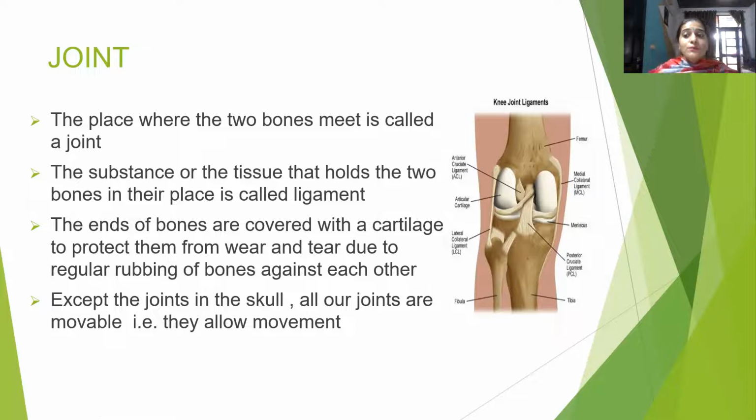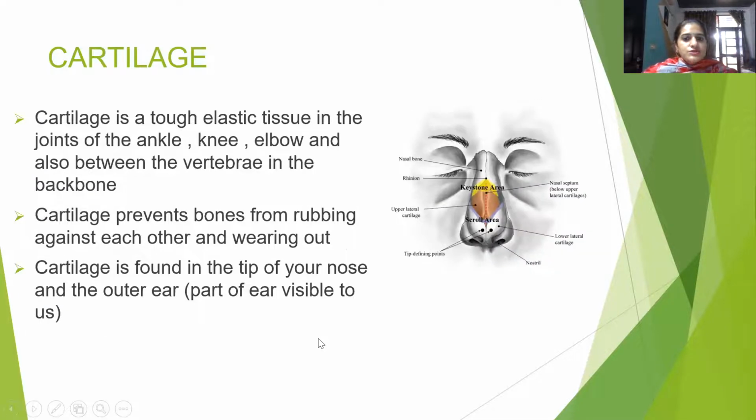And only one bone out of it is movable. Okay. So now cartilage. So now what is cartilage? We already discussed the cartilage. Cartilage is a tough elastic tissue in the joint of the ankle, knee, elbow, and also below the vertebrae.